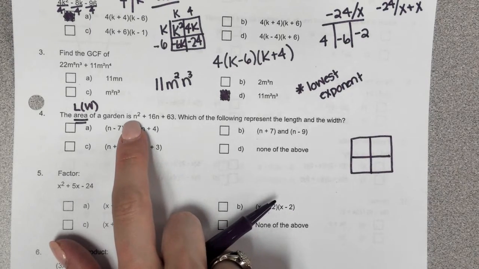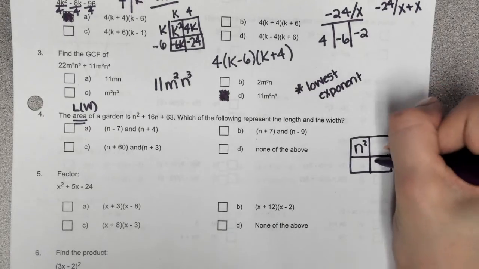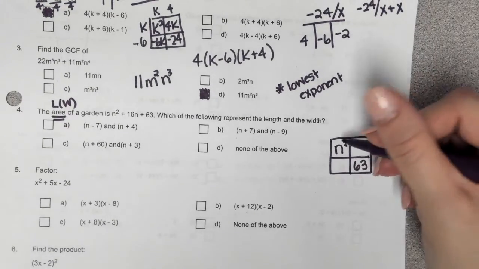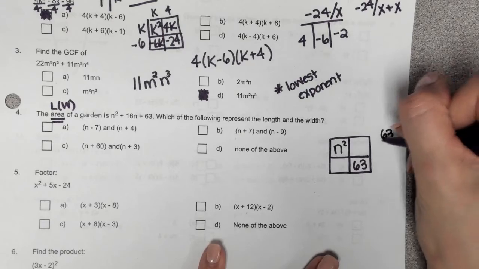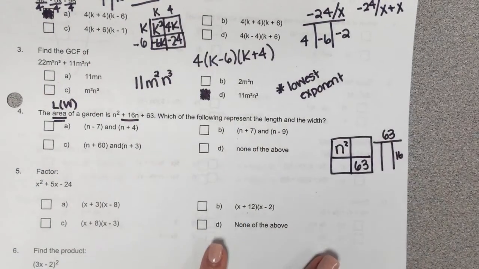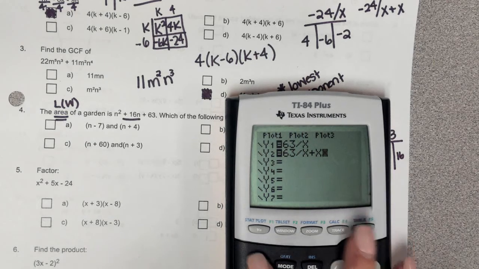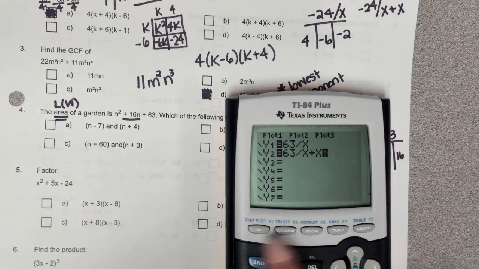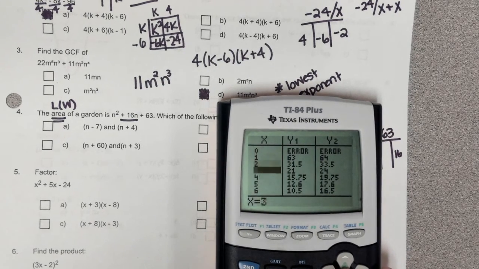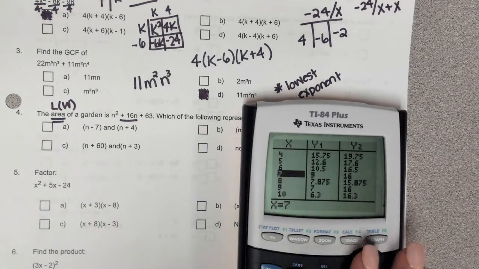There's not a GCF because the first term is just an n squared. The last term is 63. So you multiply across to find the middle spot. I'm looking for 16. Go to y equals 63 divided by x, 63 divided by x plus x. And I'm looking for 15. Oh, 16, just kidding. So 7 and 9.